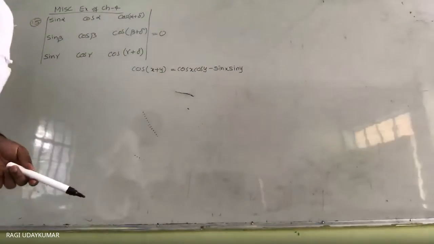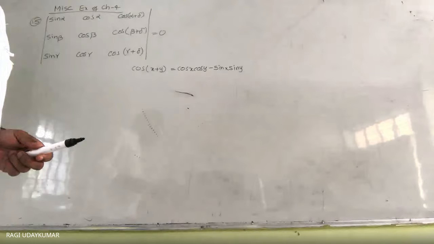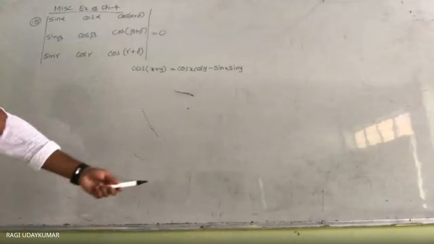Okay, is it visible to you? The board is visible? Not visible. Hello. Now the board is visible or not? Is there any problem? Okay. Sir, it is blurry. So cos x plus y, it is blurring.